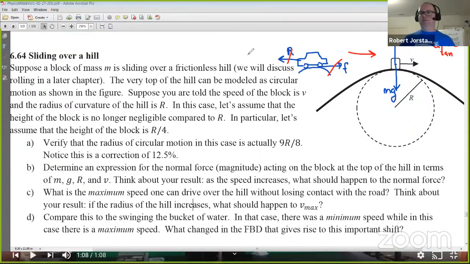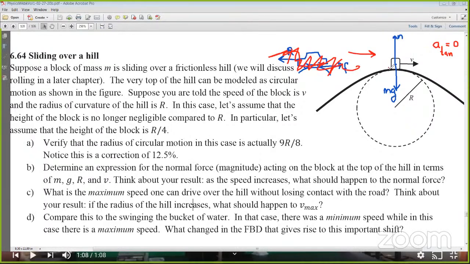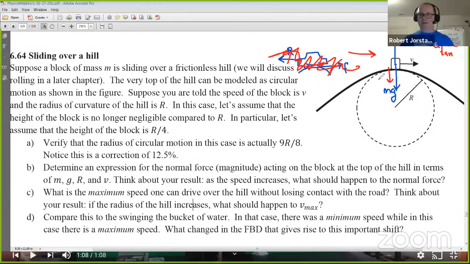All right, that said, which way is this block accelerating? Up, down, left, right. So ignore this now. Down. AC. What's the force equation?